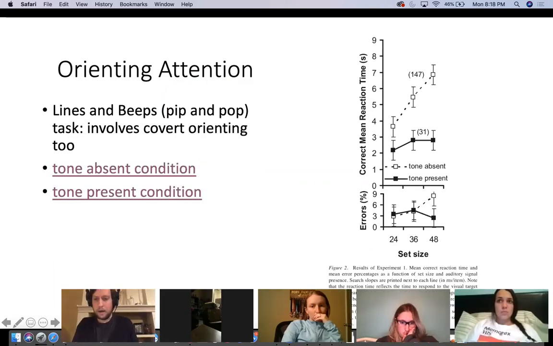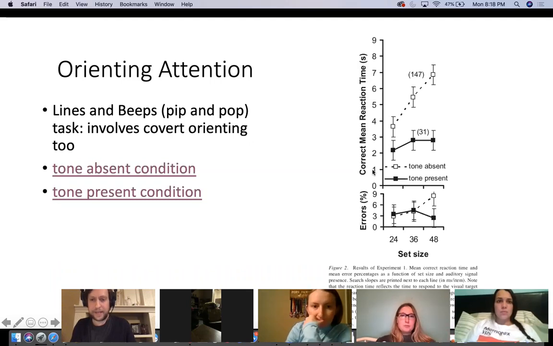Okay, there you go. And so you can look at the data here from this same experiment. Shown on the y-axis is reaction time, and the white boxes are the tone absent, meaning there was no tone, and the black boxes are the tone present, meaning there is a tone. Can you tell me in which of the two conditions reaction time was faster to find the correct line according to these data? With the tone present. You nailed it. That's right. It's in the tone present condition.